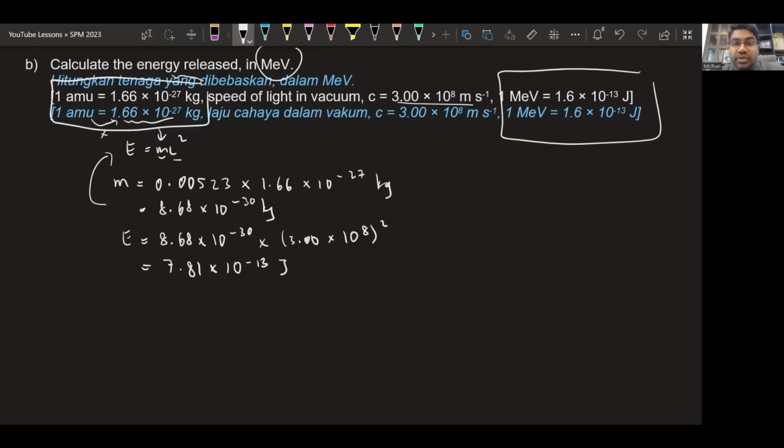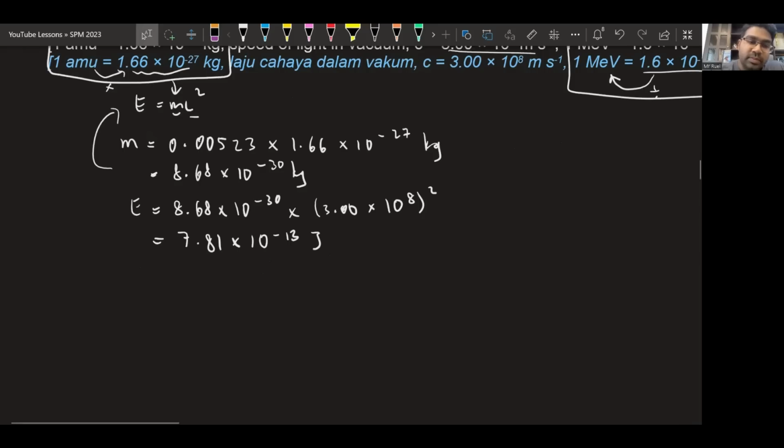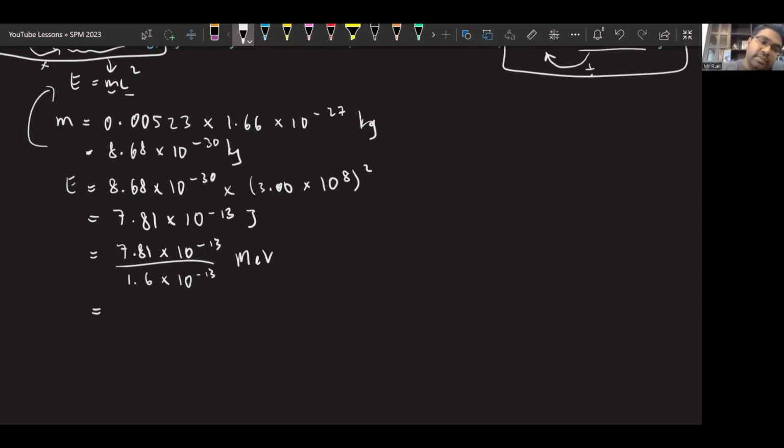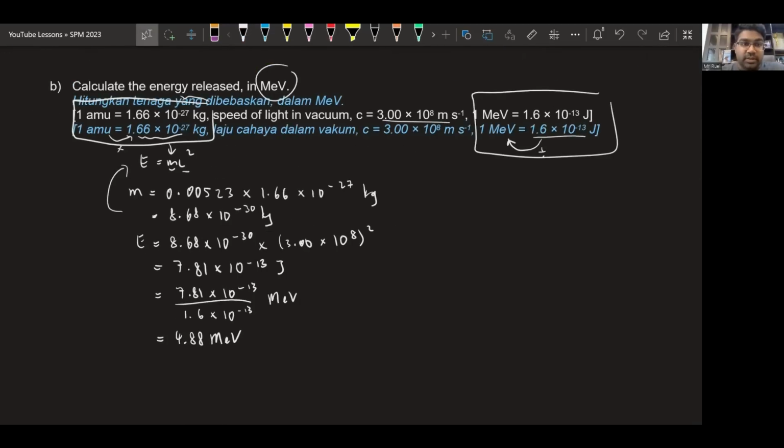And so when we want to change to MeV, look at this conversion. We are going from joules back to MeV. So how to do that? Divide by this value. So therefore, this is equal to 7.81 times 10 to the power negative 13 divided by 1.6 times 10 to the power negative 13 MeV. And so the value that we will get here is 4.88 MeV. So this is how we do calculation for nuclear energy.